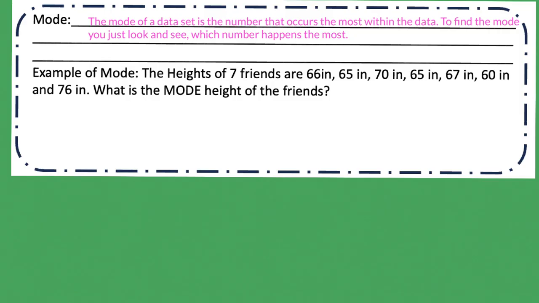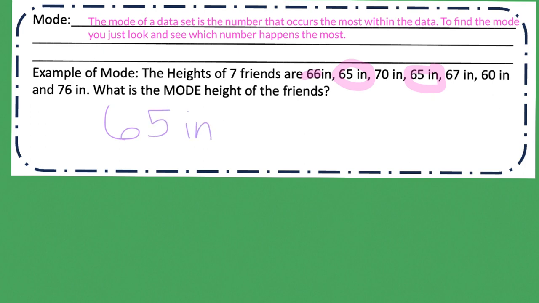The next definition talks about the mode. The mode of a data set is the number that occurs the most within the data. To find the mode, you just look and see which number happens the most. Looking at our data set, 66 only happens once, 65 happens twice, and no other numbers happen twice. So that means my mode is going to be 65 inches.